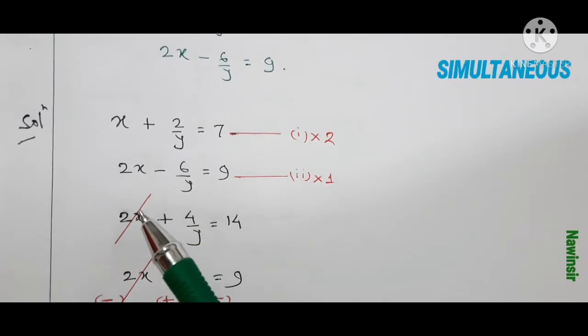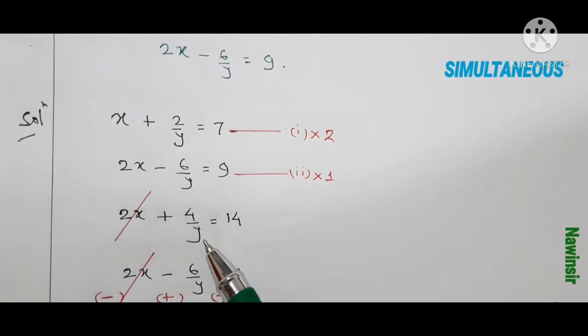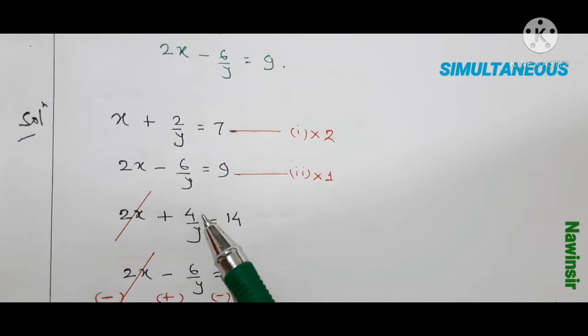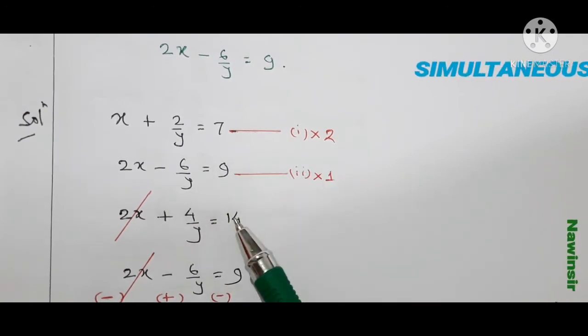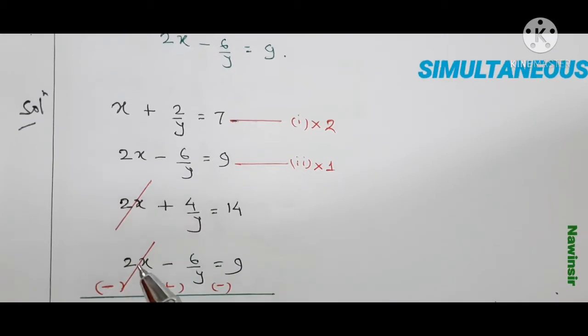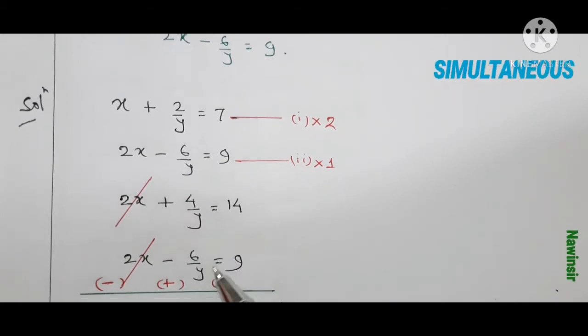Then 2 into x, 2x, plus 2 into 2, 4 by y. Okay, don't keep this y in the numerator, y लाई माथि बिर्सेर नराख्नु, is equal to 2 7 जा 14. 1 2x जा 2x minus 6 by y is equal to 9.